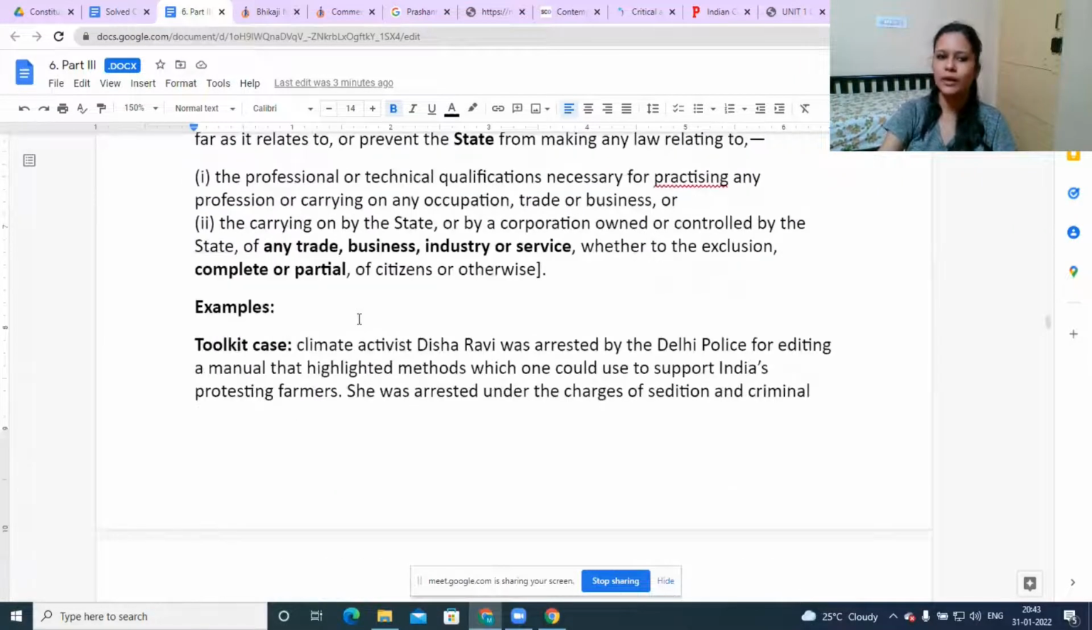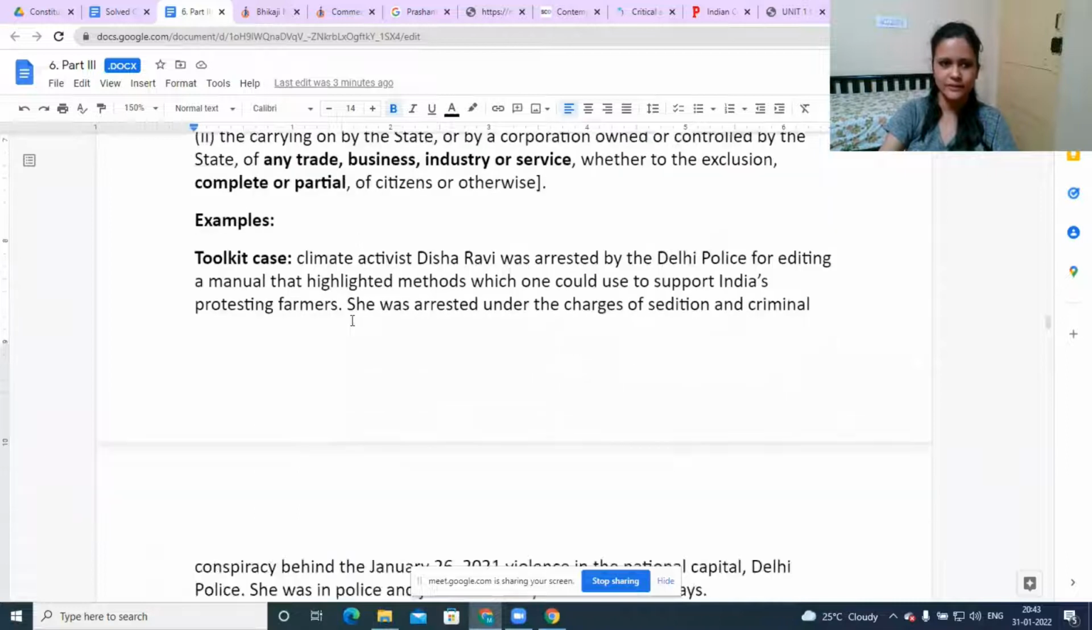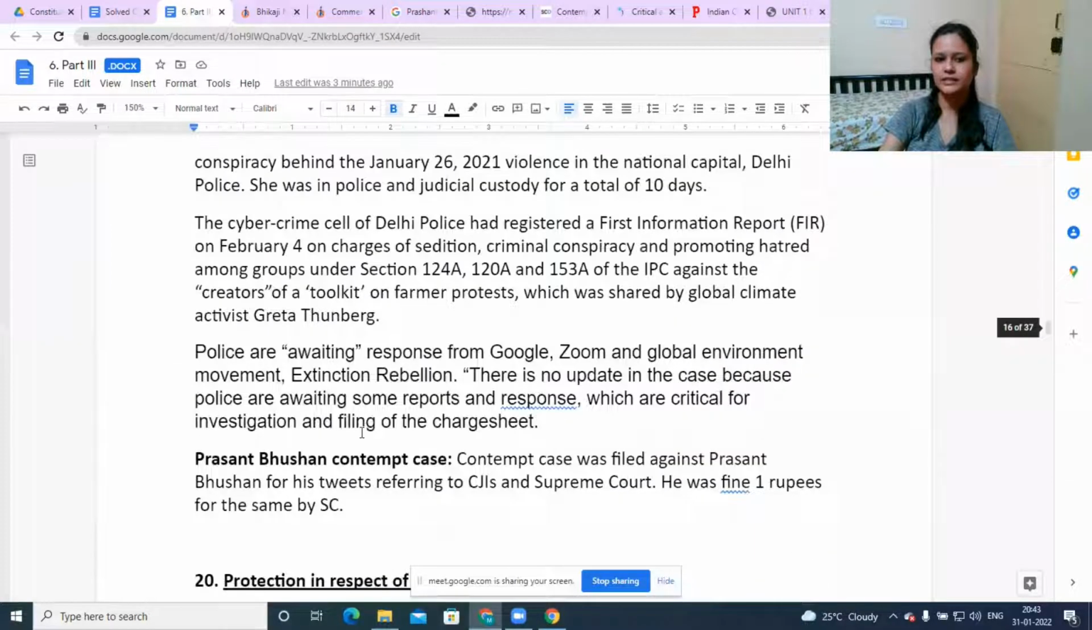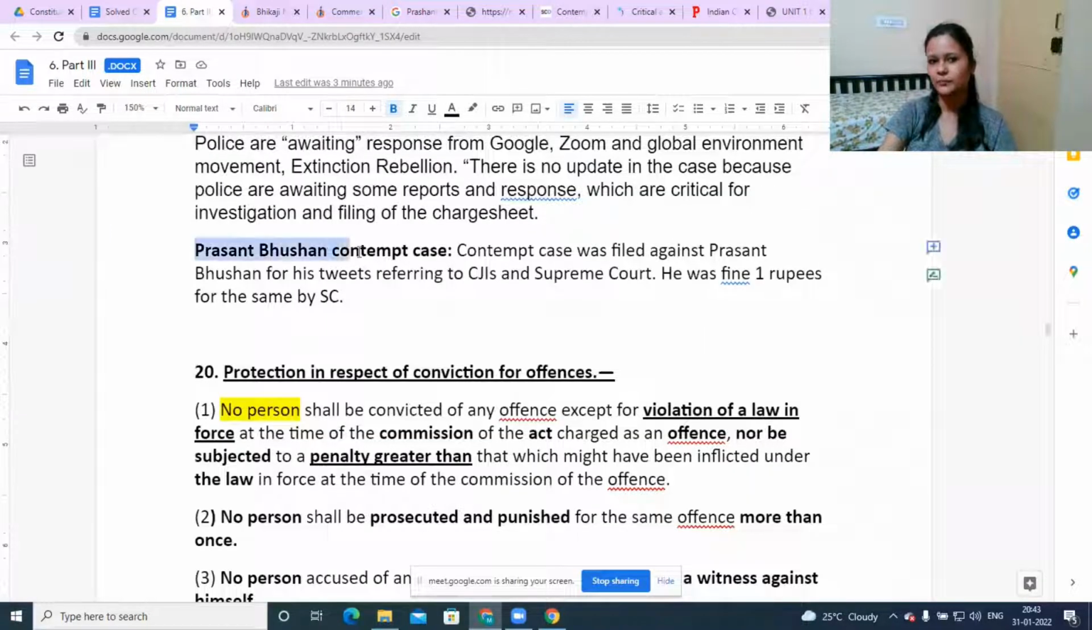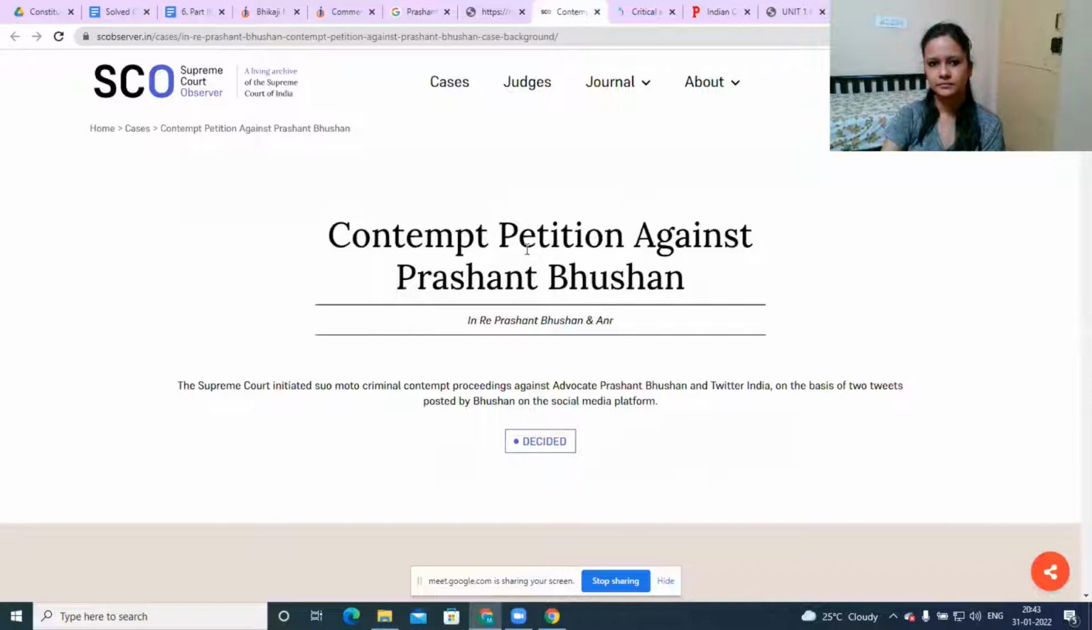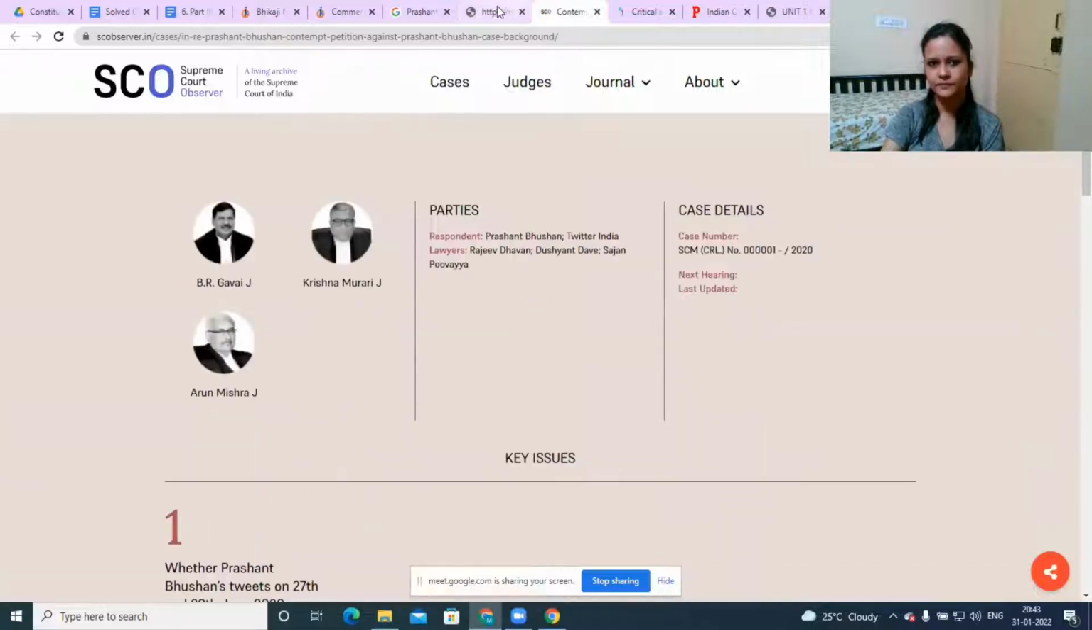Now, when we talk about these reasonable restrictions, there was this case, Prashant Bhushan had tweeted something on his Twitter handle, and then there was this entire contempt case. Have you read or have you come across this case? An advocate? Yes, advocate.